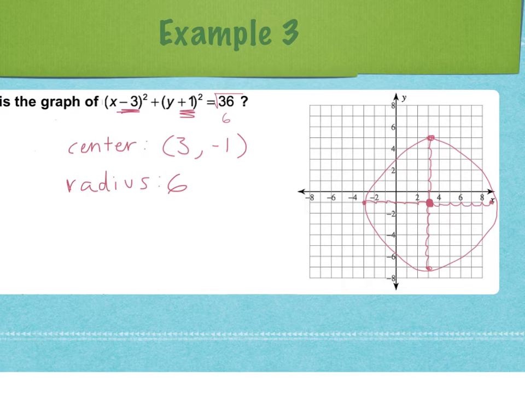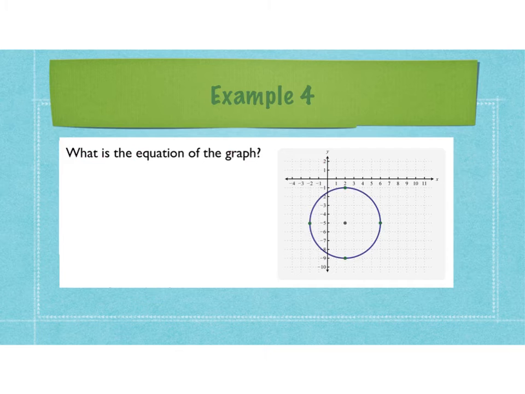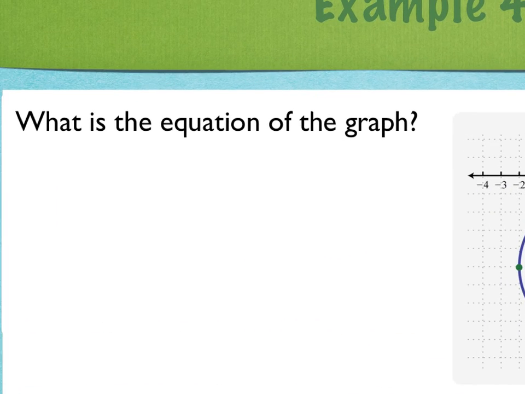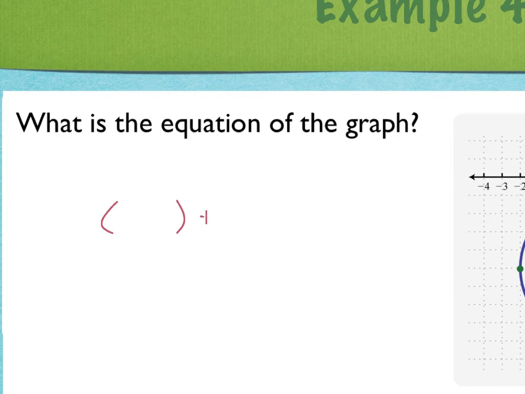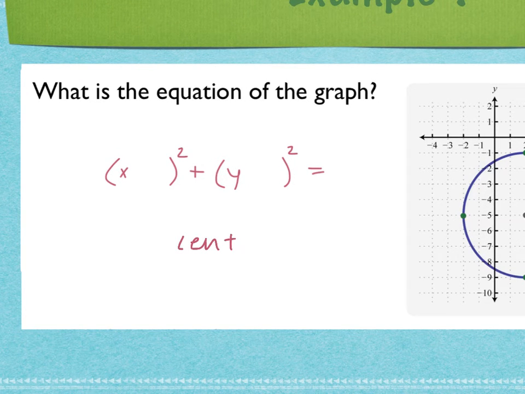Any questions? Alright, so for the next couple examples, we're going the opposite way. We're starting with the graph, and we need to come up with the equation. So our equation is always going to be (x - h)² + (y - k)² equals our radius squared. So now we just have to find what the center is and our radius, and then we just plug those in.